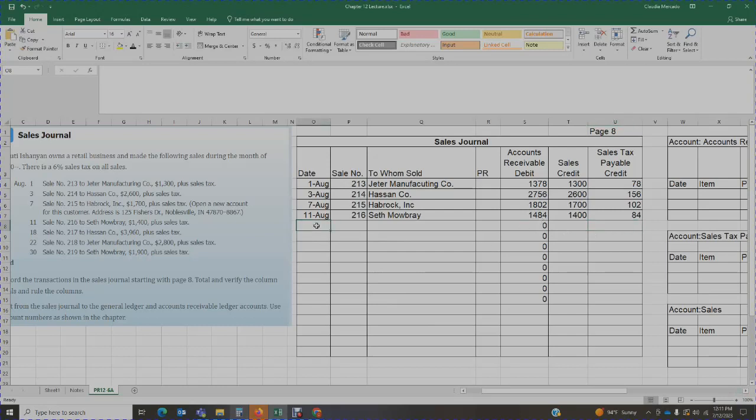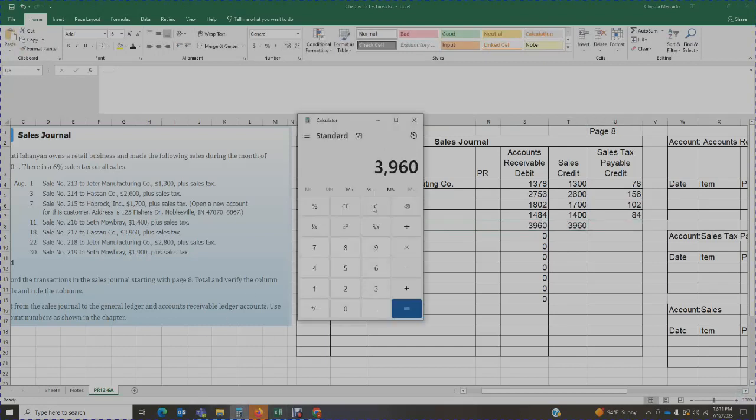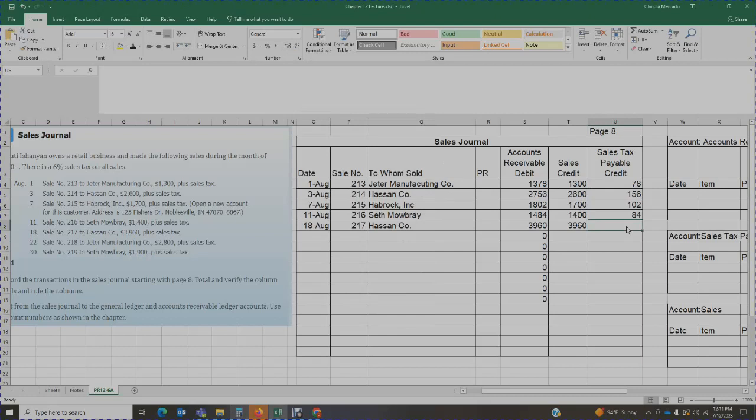Okay. On the 18th, I've got sale number 217 to Hassan. We sold to Hassan $39.60. Okay, I'm going to get the $39.60 and multiply it by 6%, and that's going to give me taxes of $237.60. So I'm going to collect from Hassan $41.97.60, which is the amount of my sale plus my taxes.